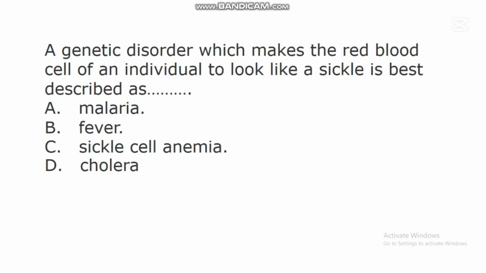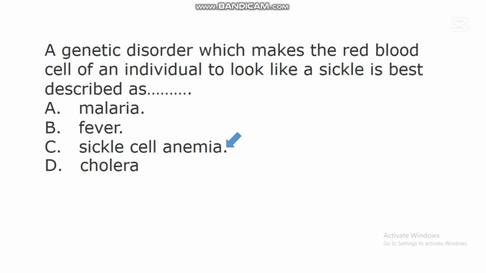The next question says, a genetic disorder which makes the red blood cell of an individual to look like a sickle is best described as dash. A. Malaria. B. Fever. C. Sickle cell anemia. D. Cholera. In this question, the correct answer is C.